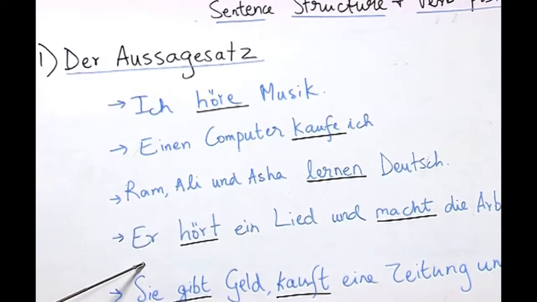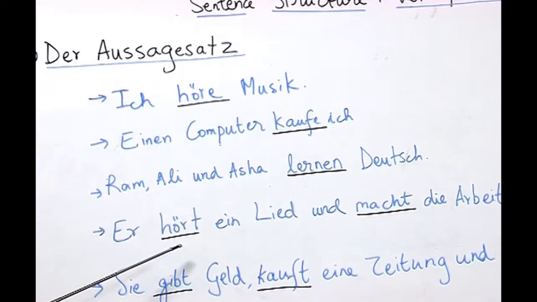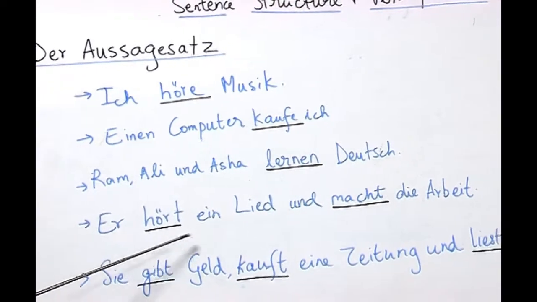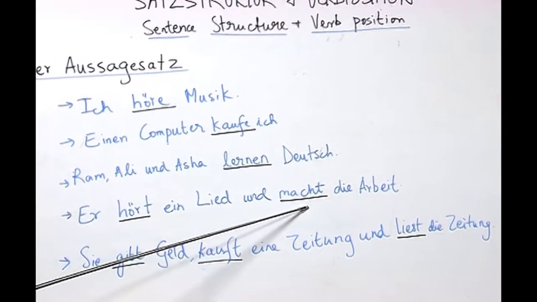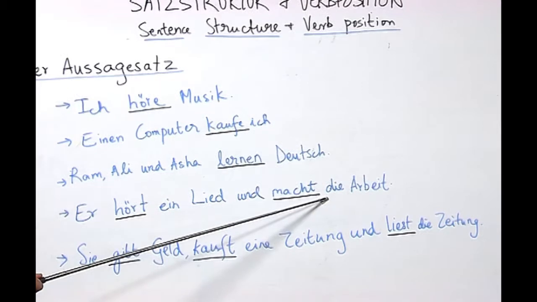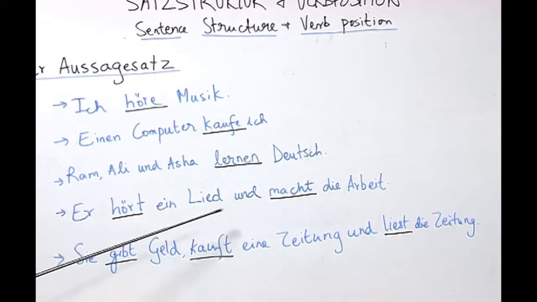Now let us look at this sentence. Er hört ein Lied. Here the verb is again at the second position. Again there is a connector und, which means and, then we have the verb here along with the noun die Arbeit, which is in accusative. Now let us look at this sentence.